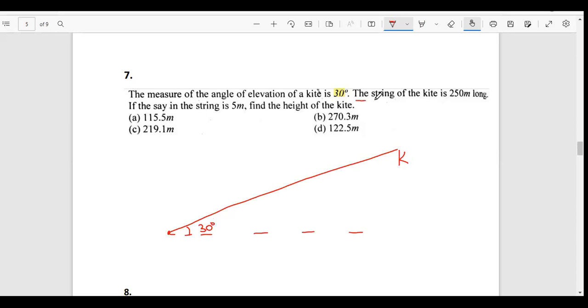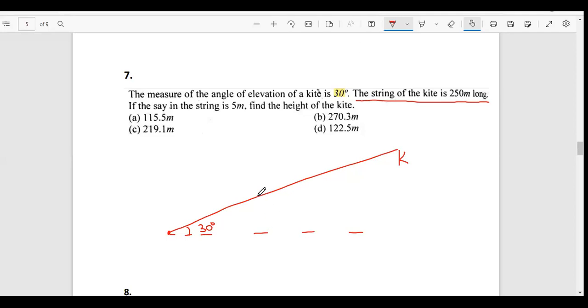The string of the kite is 250 meters long. मतलब in total जो string आप यूज कर रहे हैं उस kite को उड़ाने के लिए that is 250 meters long. If the say in the string is 5 meters. Now जो लोग ये करते हैं they would be knowing, और जिन्होंने देखा हुआ है कि सारे की सारी string हवा में नहीं होती. कुछ string is used to just tie the kite with the string. ठीक है, कुछ part आपके हाथ पे होता है.